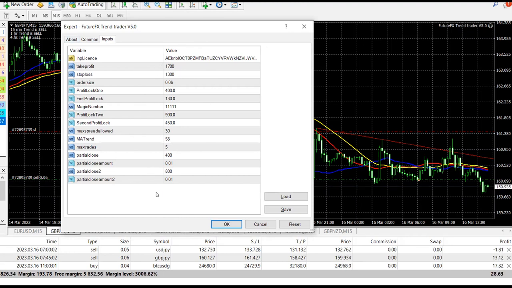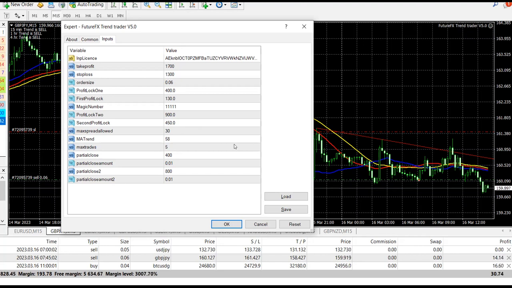So once you put the software on the chart, for pound-yen, you don't need to touch anything, basically. For all the other pairs, you will need to change most of these settings to the optimized settings that you wish to use.